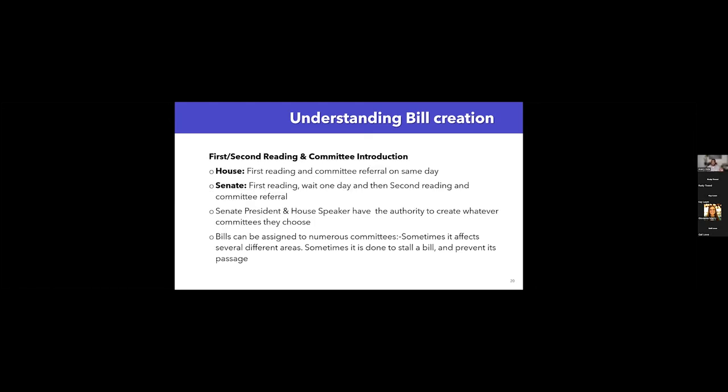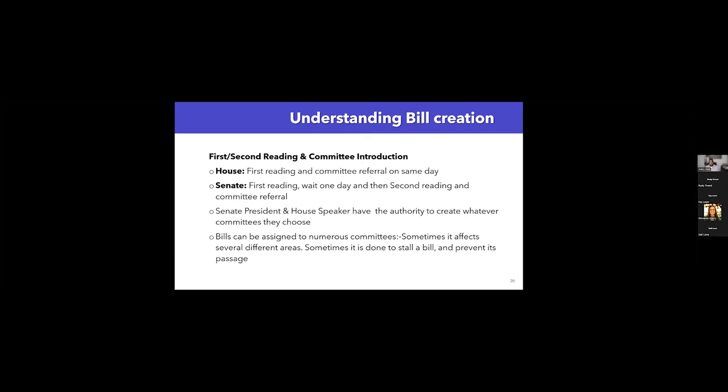Next, the bill is drafted, then sent to a committee, then it goes to a first and a second reading. In the House, they have a first reading and a committee referral on the same day. They read the bill really quickly. They don't read the whole document, just what it entails, and then it can be referred to the committee. The Senate, however, reads the bill first, then waits a day for the second reading, and then refers it to a committee. So they have a slightly different process.